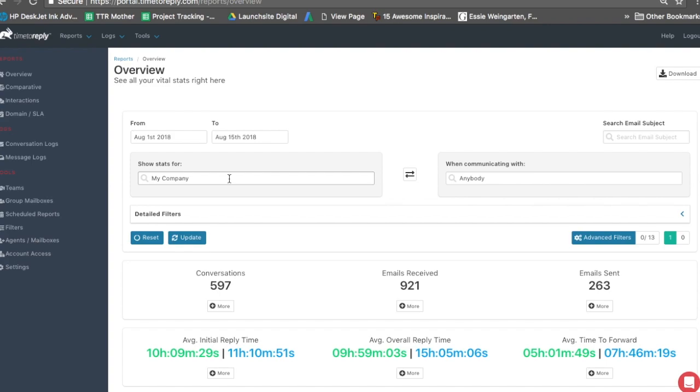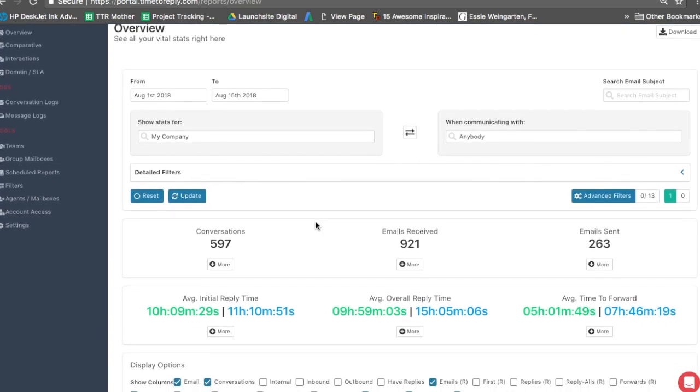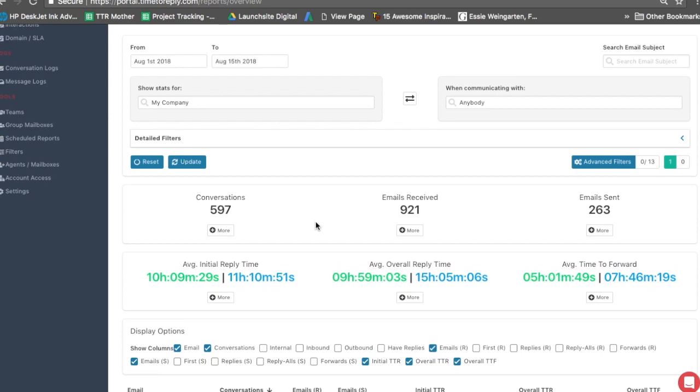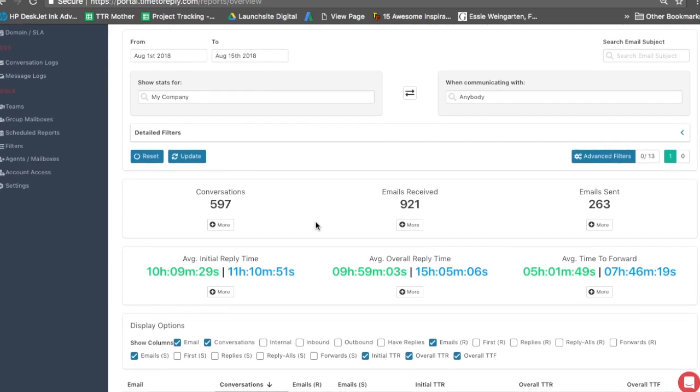We've got 2 blocks, show stats for and when communicating with. So at the moment we're looking at show stats for my company when communicating with anybody. That means all other information, so it's internal and external emails. You can see there's been 597 conversations, 921 emails received, and 263 emails sent.